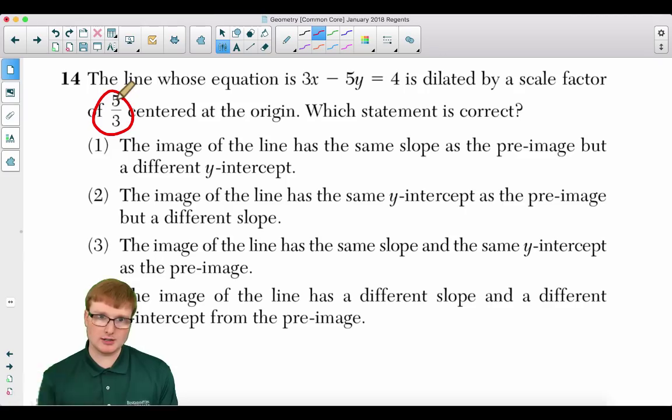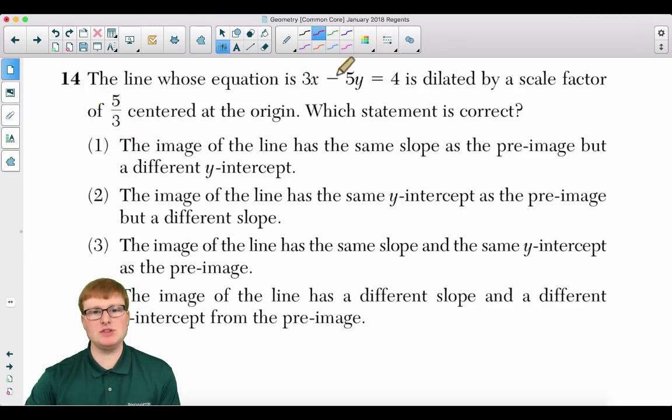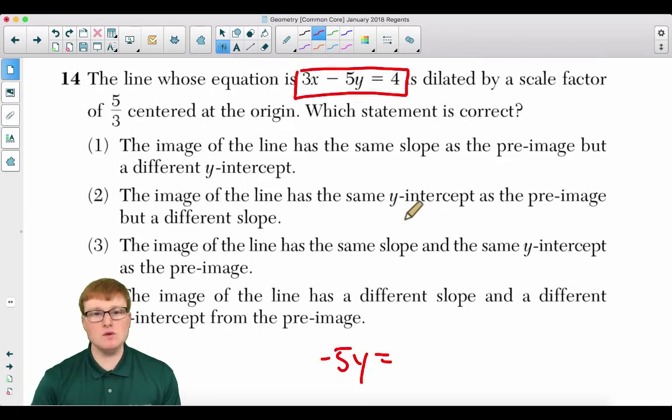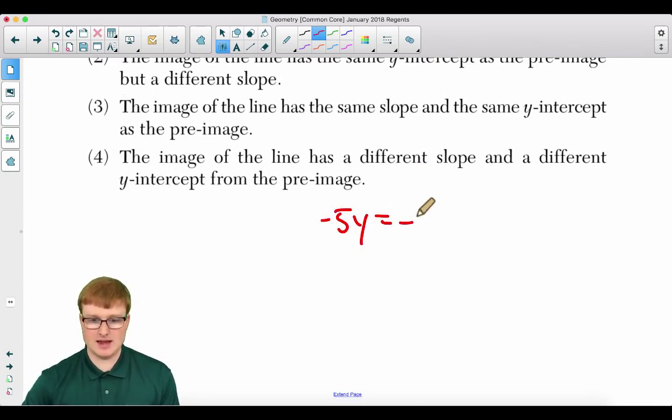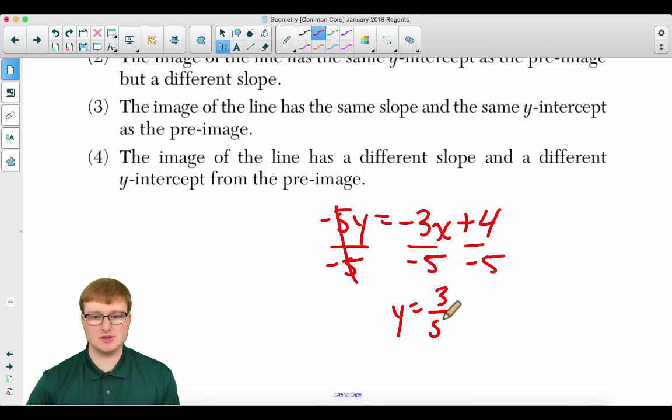So how does this work? Well, let's first go ahead and put this in y equals mx plus b form. When you do so, you get negative 5y is equal to, I'm going to move that 3x over, so we get negative 3x plus 4. Divide by that negative 5 on both sides, by everything. And we get y is equal to 3/5 x minus 4/5.